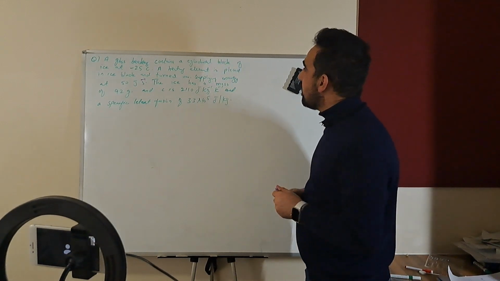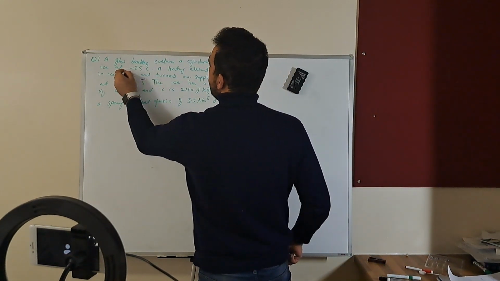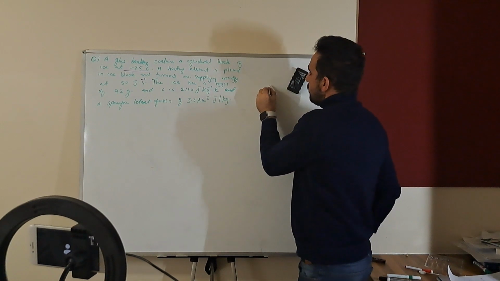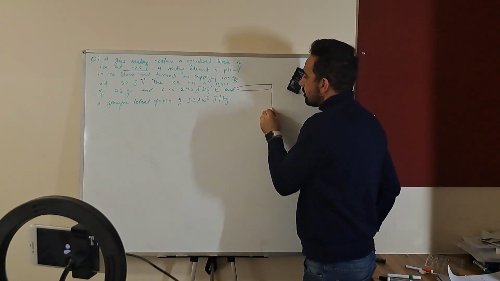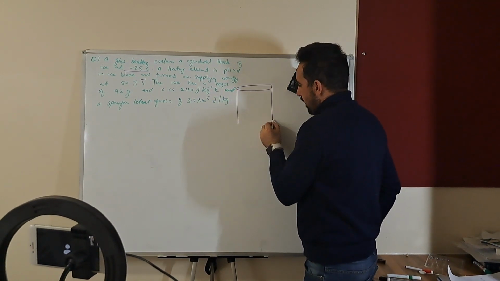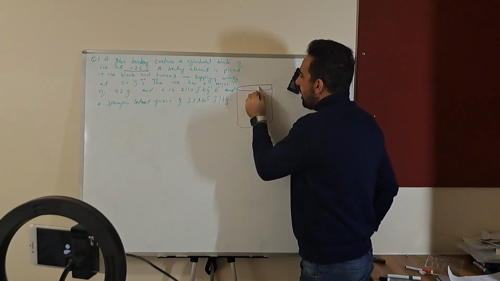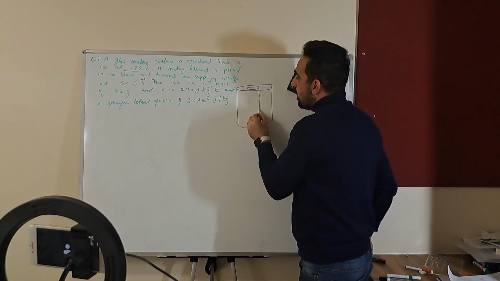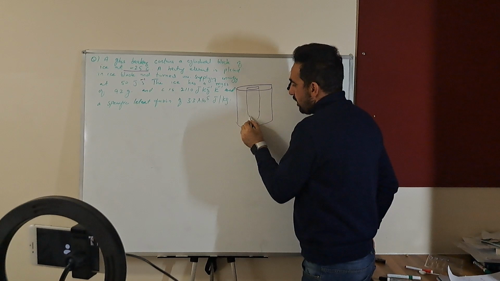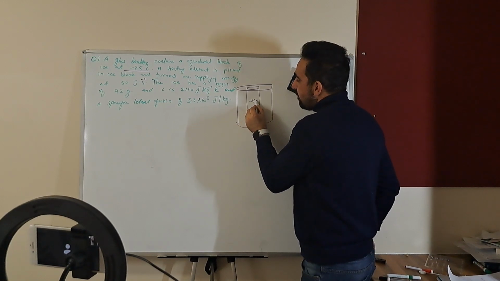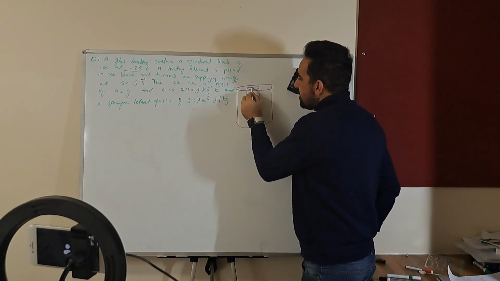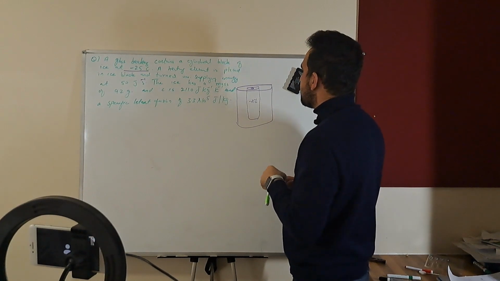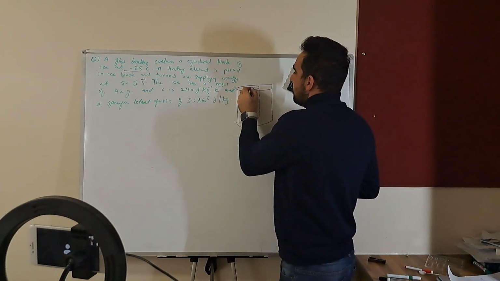Given data that we got a cylindrical block. So we got a beaker, and inside our beaker is a cylindrical block of ice which is at minus 25 degrees centigrade, and inside the block we have placed a heater.